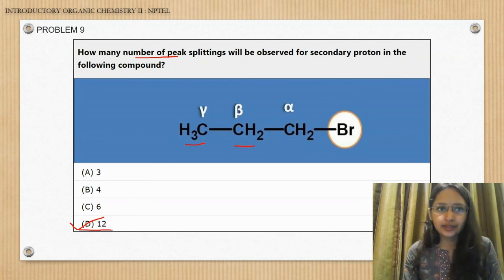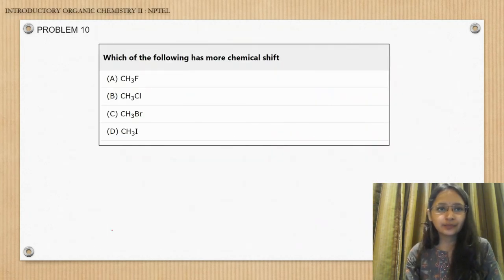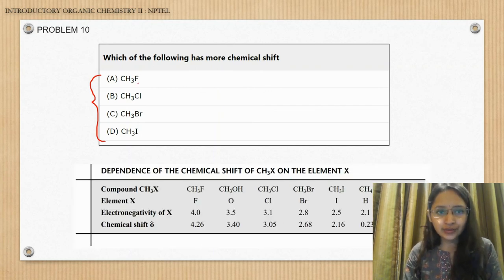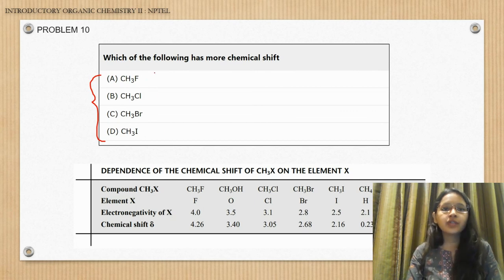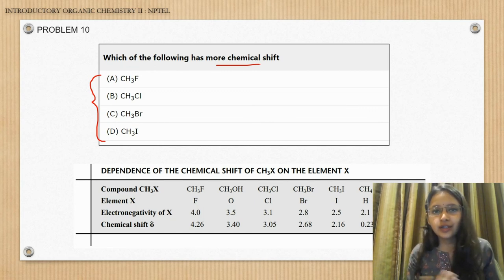Okay, so I'm going to the last problem of this session, that is problem 10. Which of the following has a more chemical shift? See, amongst these you have to calculate the chemical shift value. What happens here is due to the electronegativity. The halogens are fluorine, chlorine, bromine, iodine. The substitution is different on all the methyl groups. So this is the particular difference between these four options. We have to figure out which has the more chemical shift. More chemical shift means the more deshielded proton.